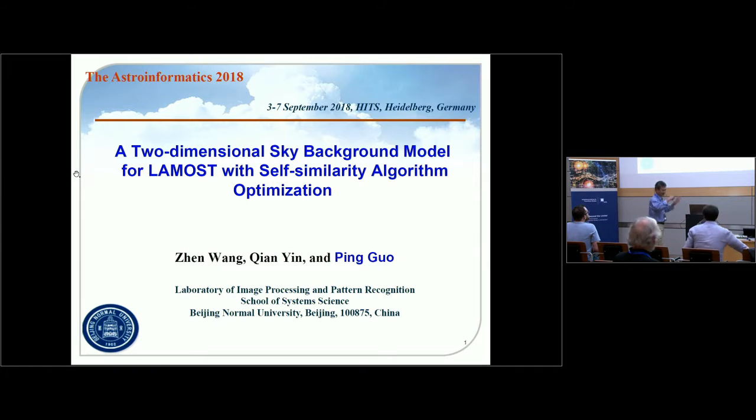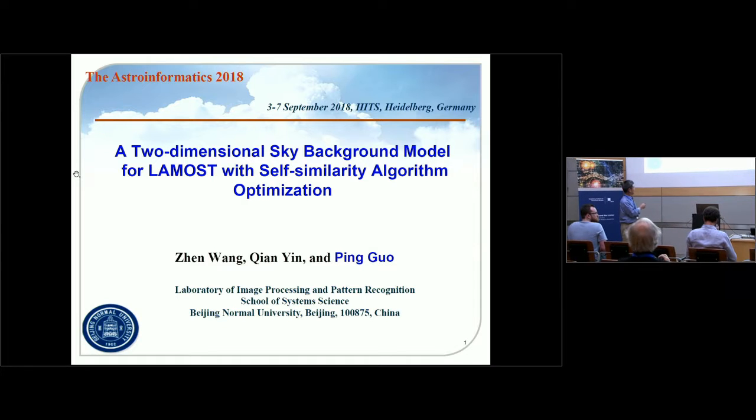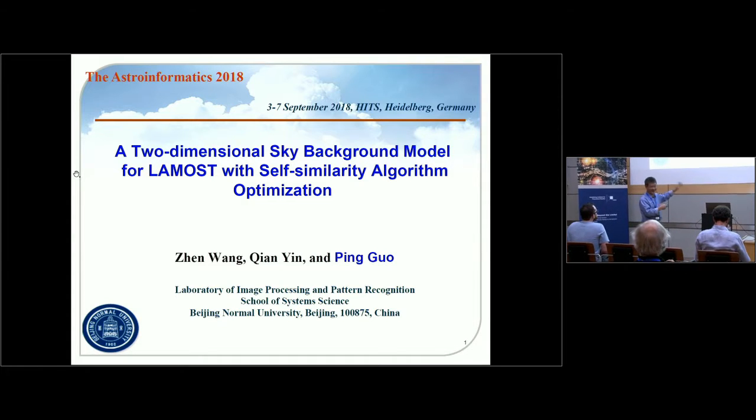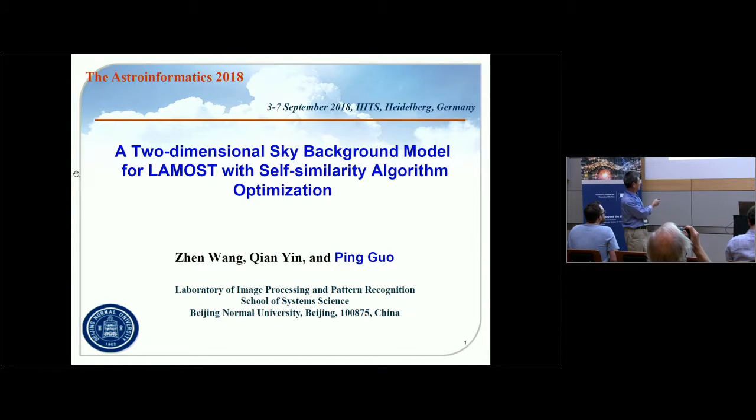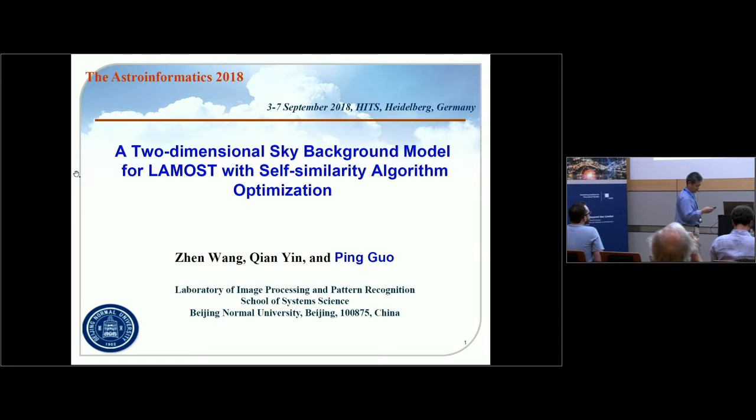Good afternoon. I'm from Beijing Normal University. In fact, I'm not an astronomer. My major is computer science. Now I work at the School of System Science in Beijing Normal University, but my lab is mainly for image processing and pattern recognition.